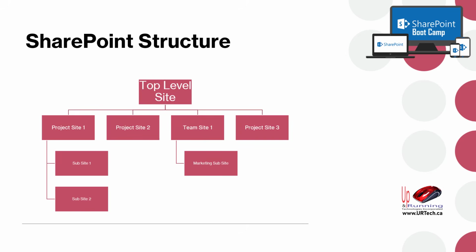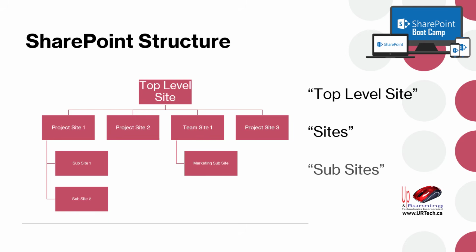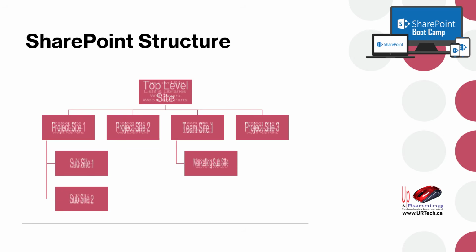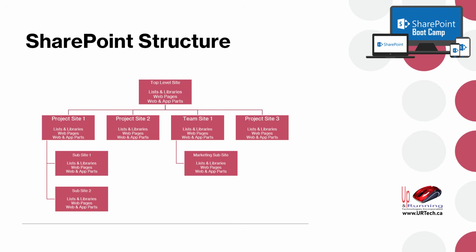We're not going to kill that horse anymore. So let's just be clear about this. What you got is a top level site. And then you've got your sites. And then you've got your subsites. That's that. Now, each of these sites can contain lists and libraries and web pages and web parts and app parts and all kinds of wonderful things.